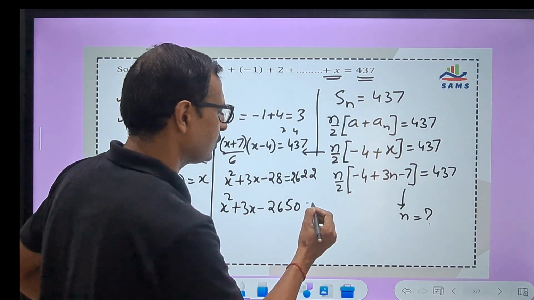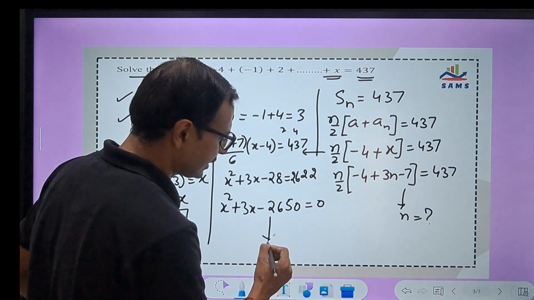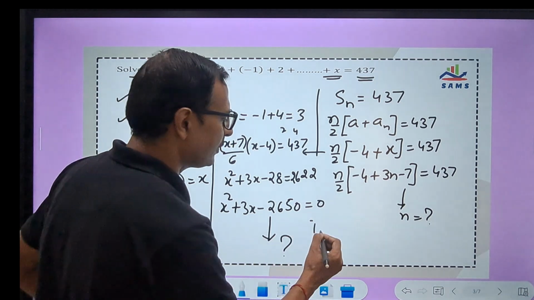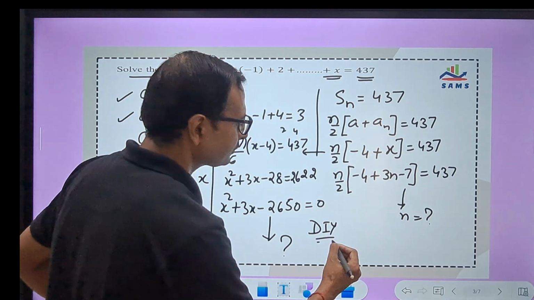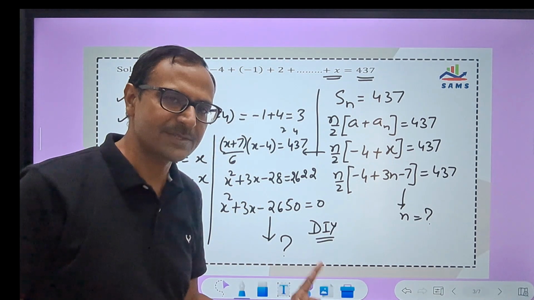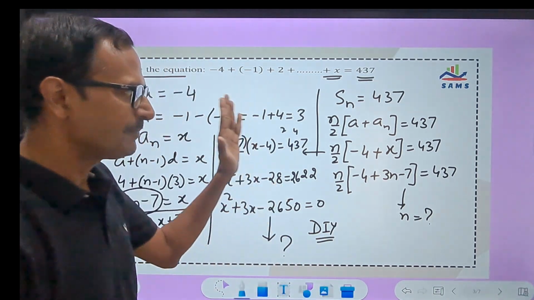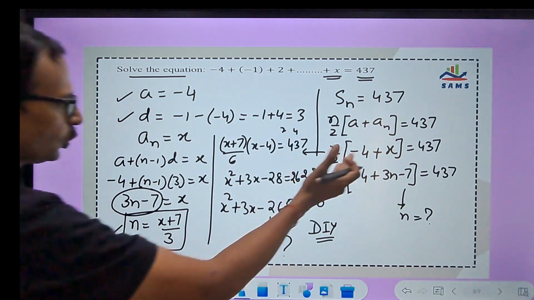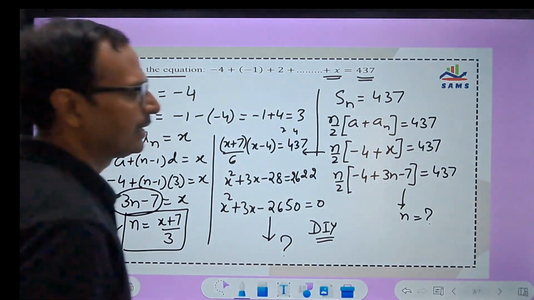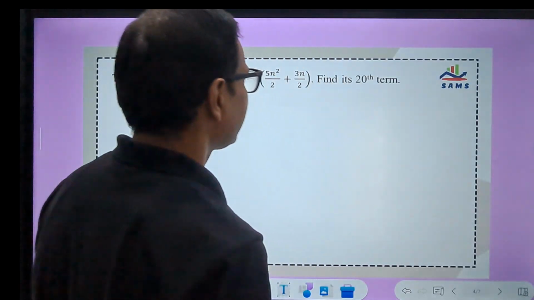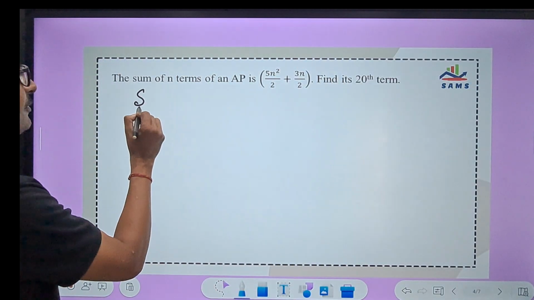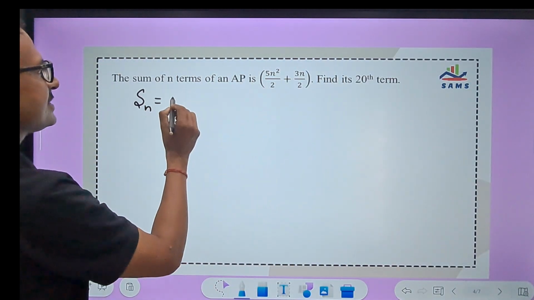2650 equal to 0, and you can solve this and let me know in the comments. I'll leave it as a DIY. You have to tell me what value of x you obtained. Okay, so this is the method. So there are two different ways you can do it. Next question is again a previous year question where the sum of n terms is given by this.